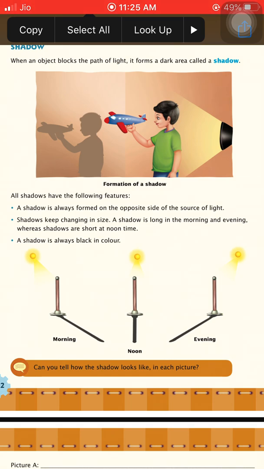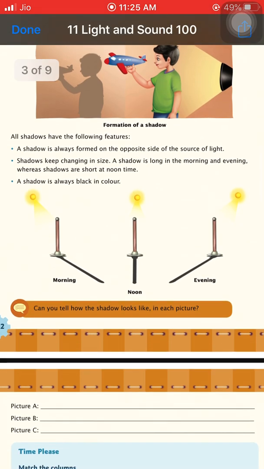So in the evening, the sun is at the right hand side of that object and the shadow is formed at the right hand side. Okay, so a shadow is always larger in size in the evening and morning, but at noon time the size of a shadow is small. And the third point is that a shadow is always black in color.